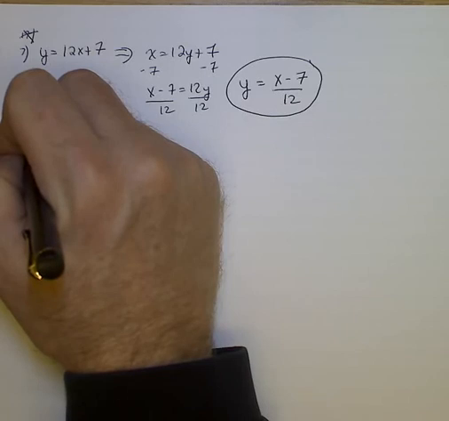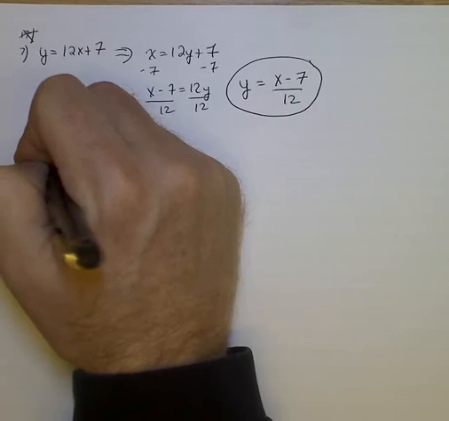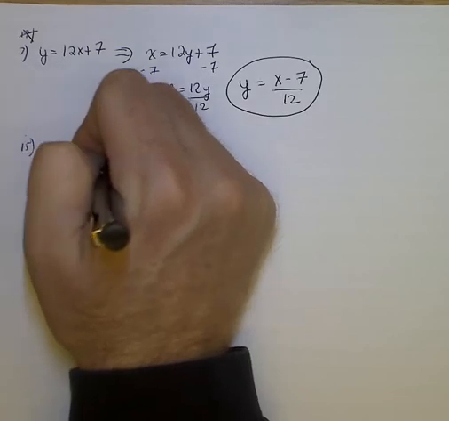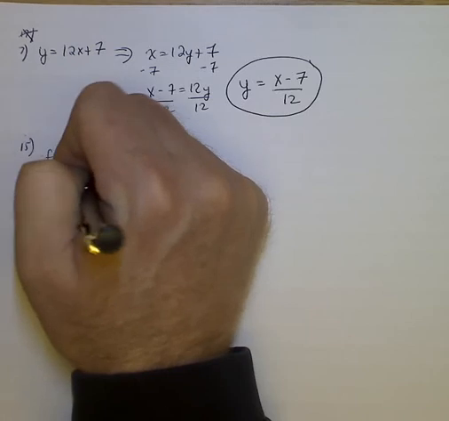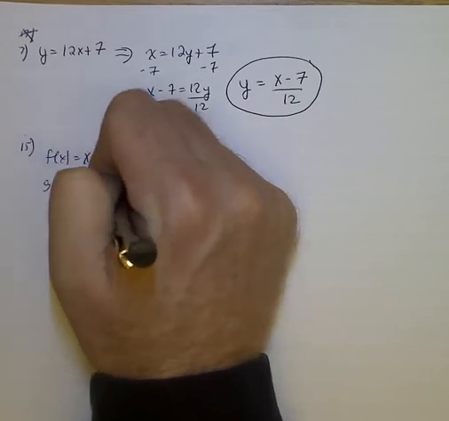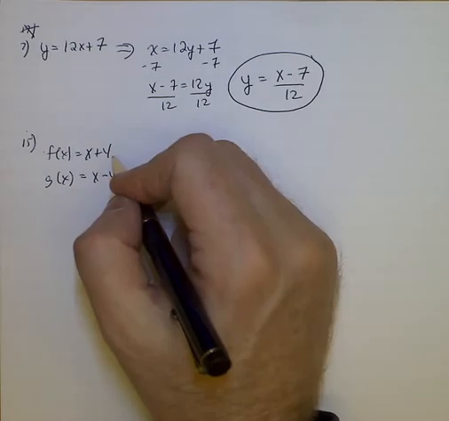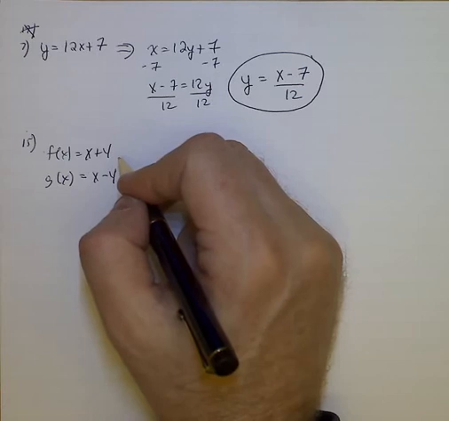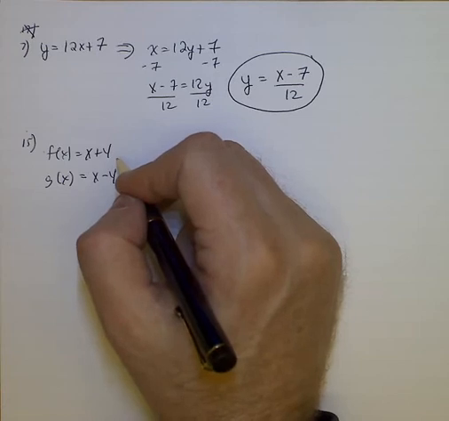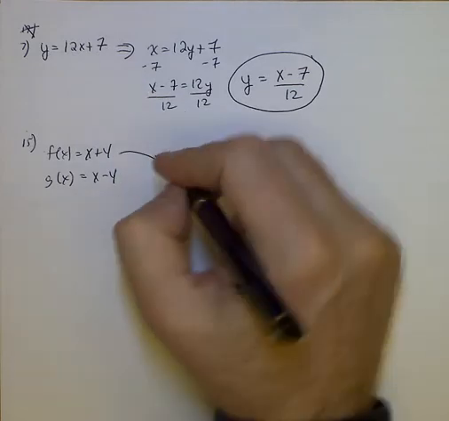Let's do number 15. Okay, number 15, the instruction is different. In number 15, you're given f of x equals x plus 4 and g of x equals x minus 4. And you're asked to verify whether these are inverses of each other. Now there's two ways to do that. One way would be to just pick one of these, we'll say this one, and do what we did in number 7, swap the x's and the y's.